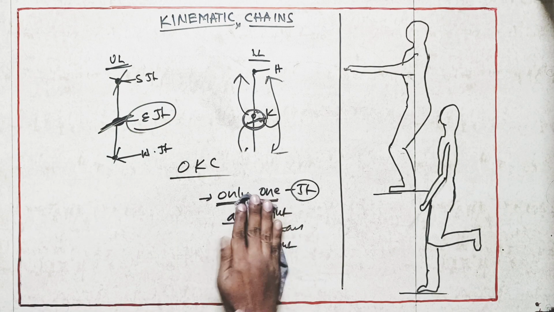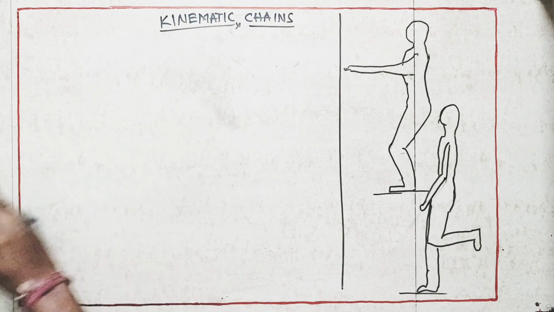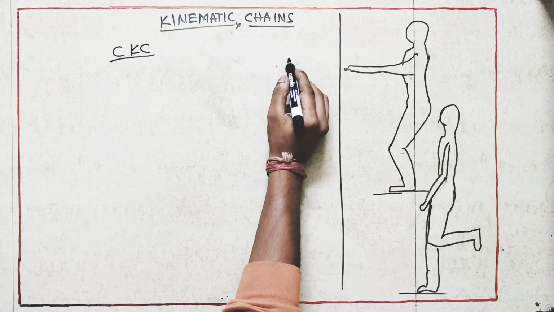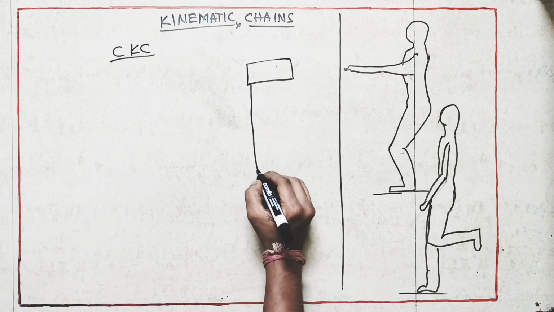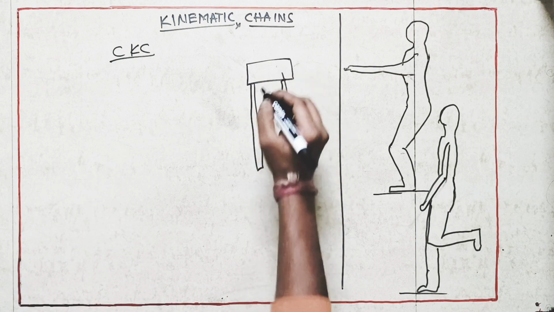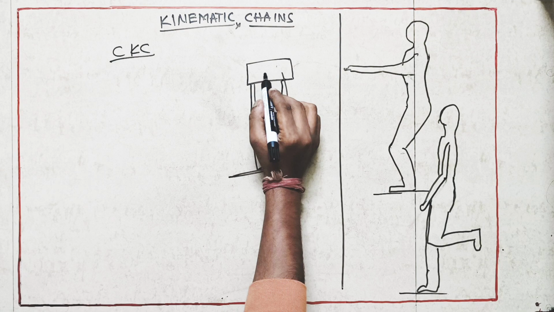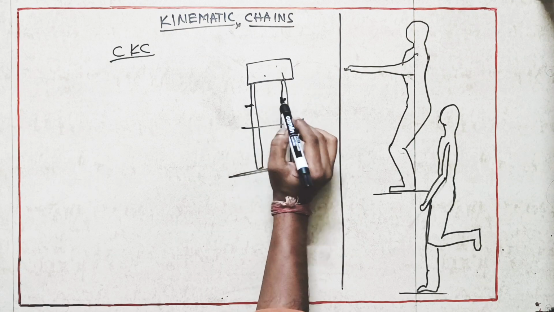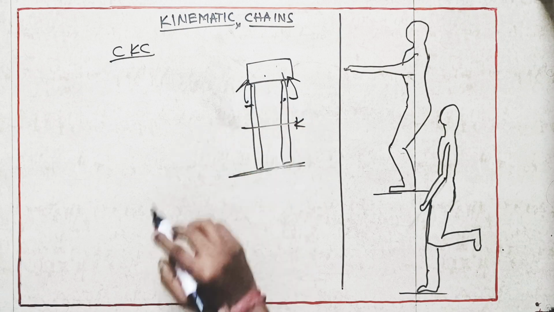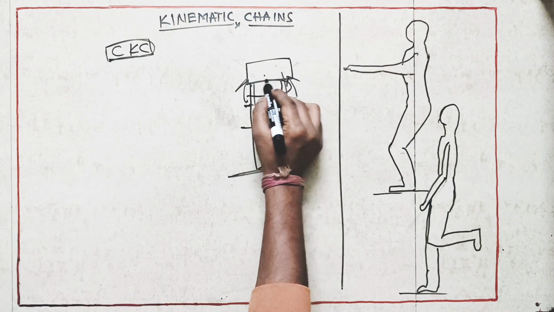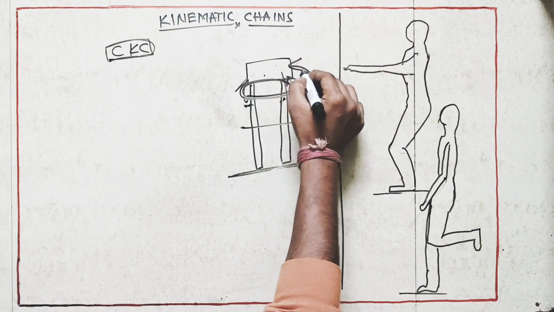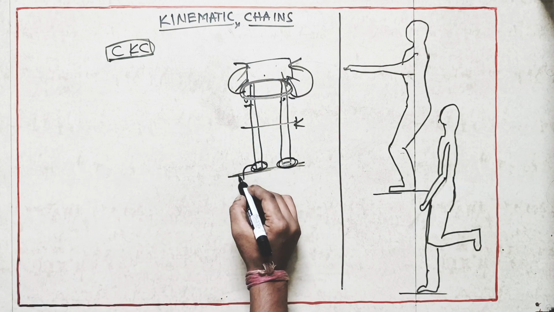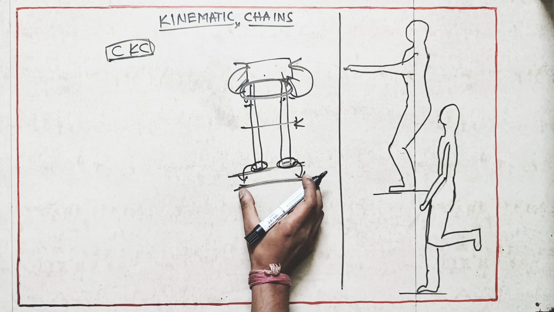Okay, now we'll see why these closed kinematic chain movements happen. Suppose you see, this is our pelvis. Here we have the lower limbs. This is the floor. See here, this is our knee joint. The femur is connected with the pelvis. The upper ends of the lower limbs are connected to the pelvis, and the lower ends of the lower limbs are connected to the floor.